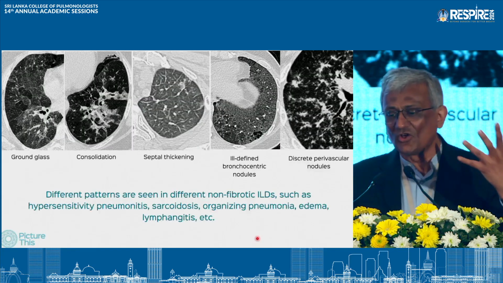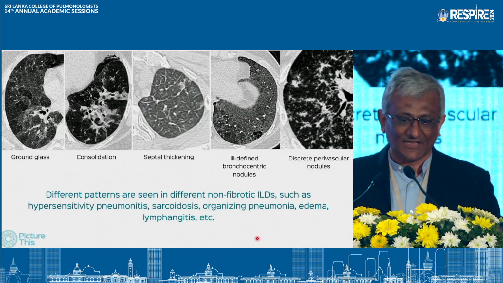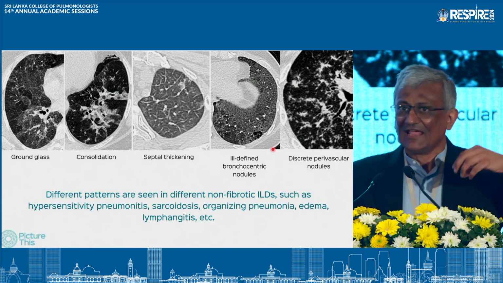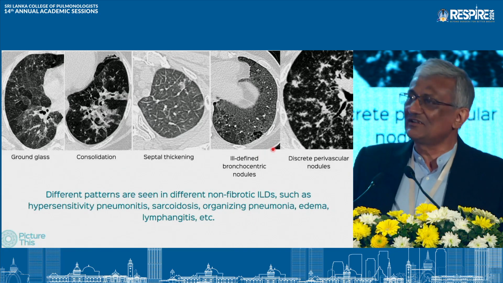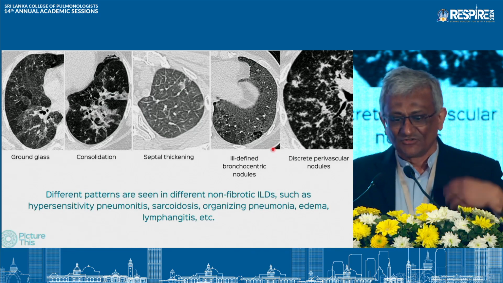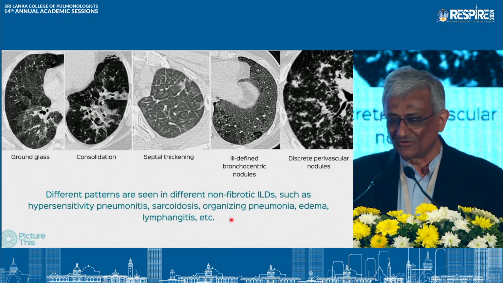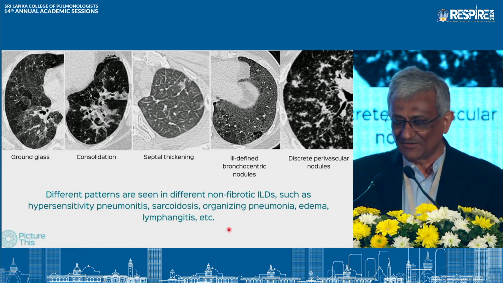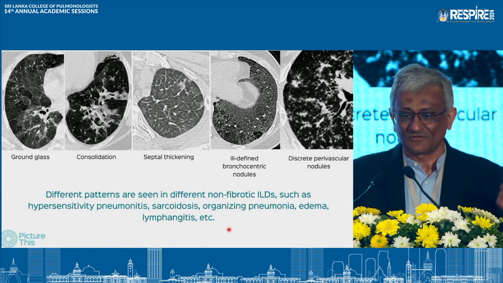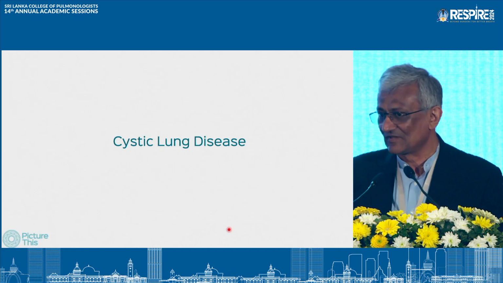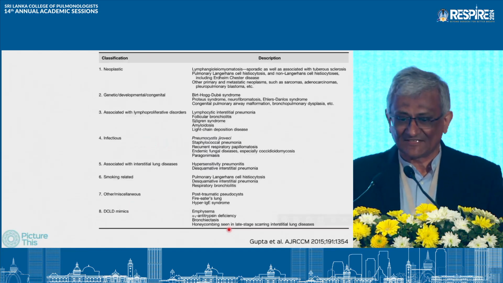So when we look at non-fibrotic ILDs, we have these 5 signs. And then these occur in different combinations to give us diagnoses or conditions like HP, sarcoid, organizing pneumonia patterns, edema, lymphangitis, pulmonary alveolar proteinosis, etc. Lastly, we have cystic lung disease.